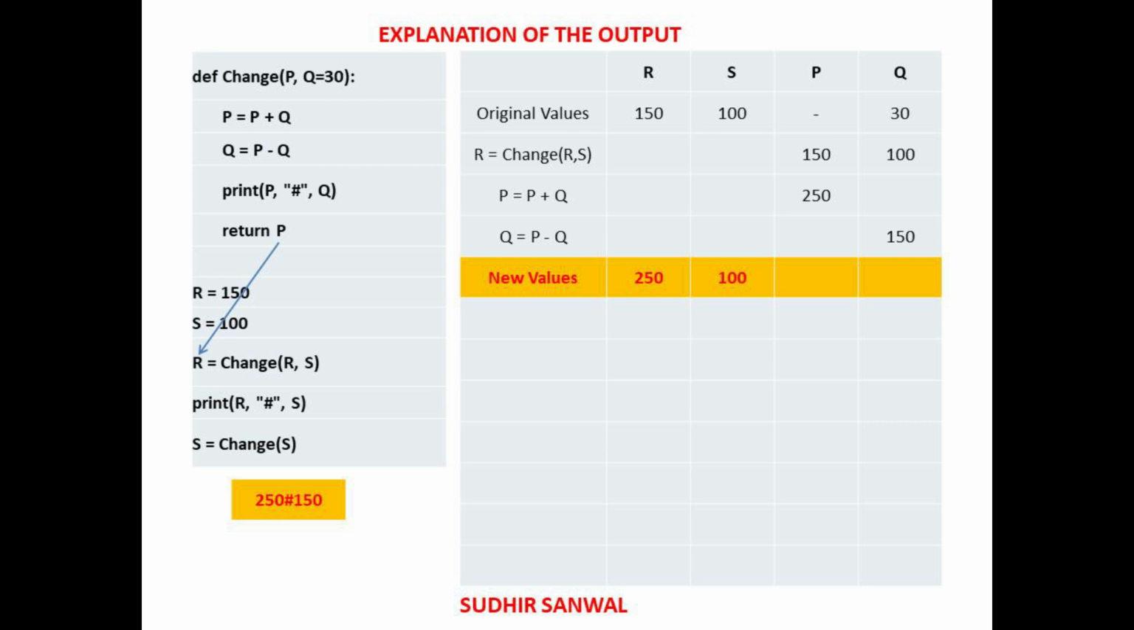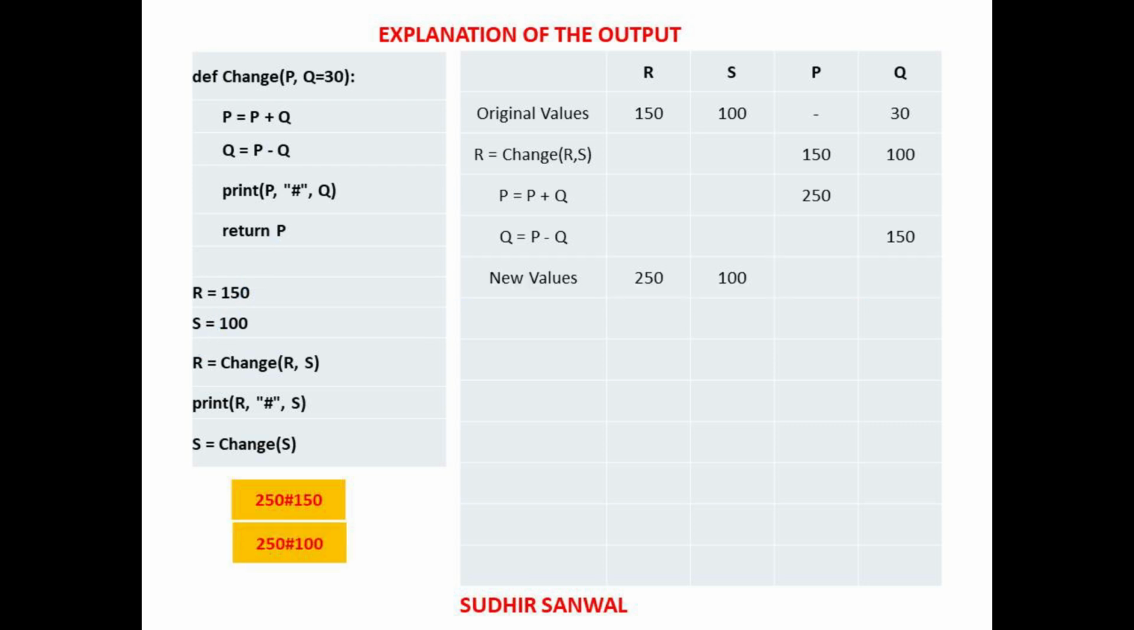After printing this value, we have a statement in the function definition, return P, which is returning the value of P, that is 250. Now you can see the arrow showing that the return statement will be caught by the variable R in the function call statement. So the value of P, which is 250, will now become the value of R. So the updated value of R is 250 and the value of S will remain unchanged, that is 100.